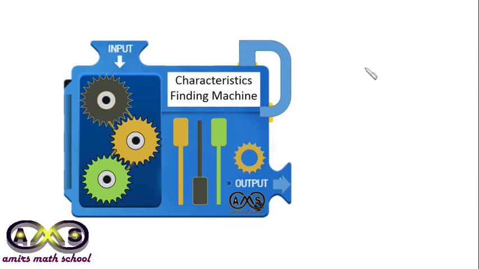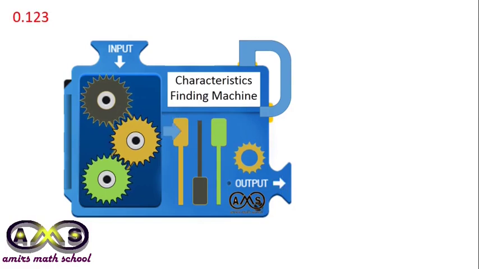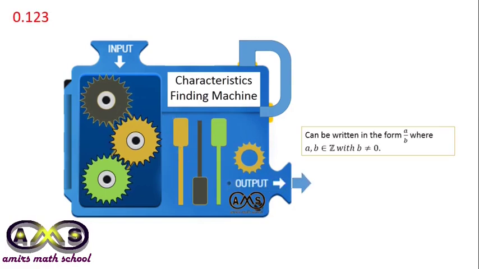The machine starts processing. After processing, the machine gives the first output, that is, the number can be written in the form a by b, where a, b belong to Z, that represents the integer numbers, with b not equal to 0, which is the definition of a rational number. That is, the given number, 0.123, can be written as an integer fraction with the denominator not equal to 0. So we can say the given number is a rational number.